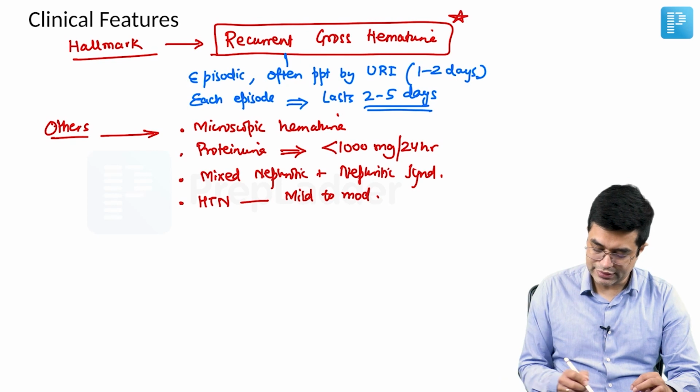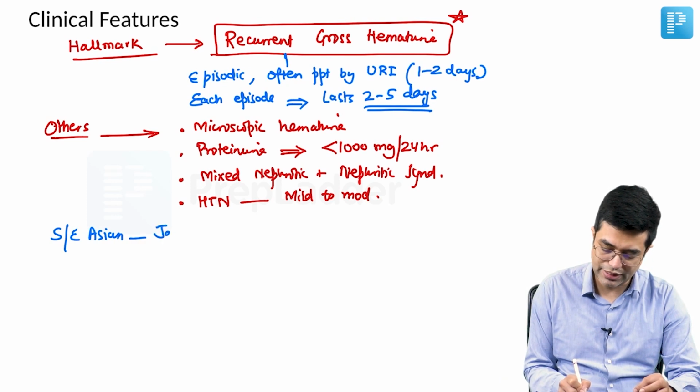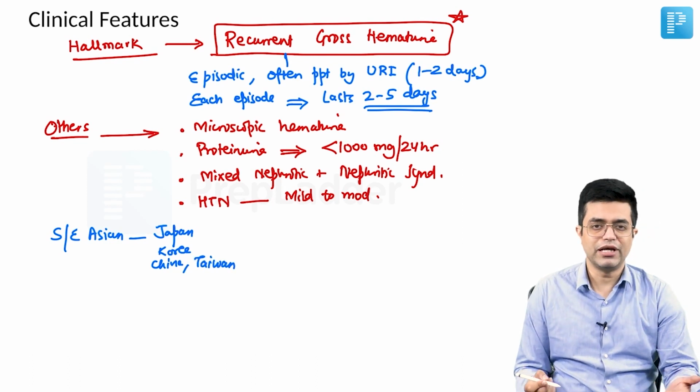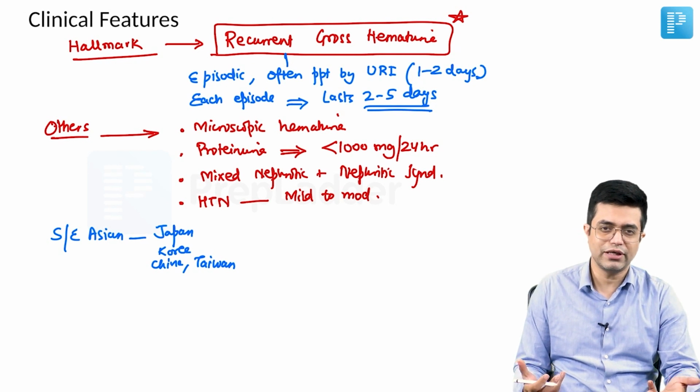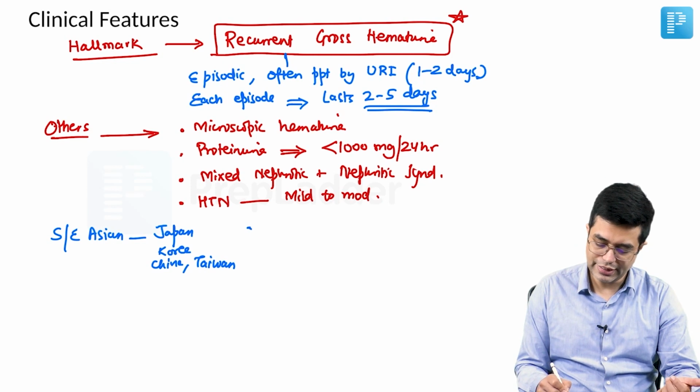Overall, we find that the disease is more common in Southeast Asian countries and East Asian countries, especially Japan, Korea, China, and Taiwan. It is also seen in Indians, but in India, the usual age of occurrence is more in the adolescent and adulthood compared to Western population. It is much less common.